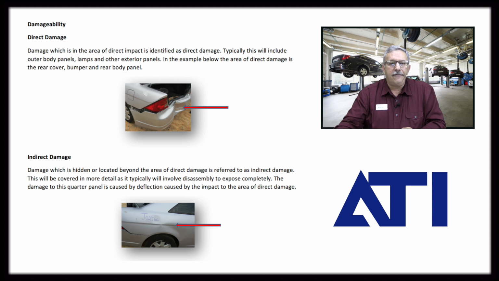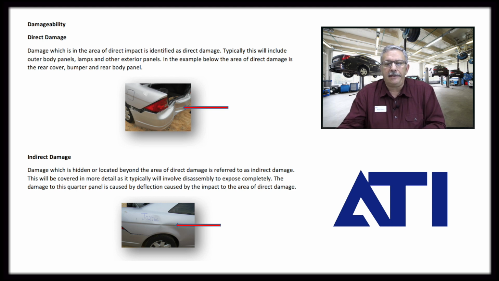So again, let's go over direct damage real quick, the illustration here to the left rear cover of this Honda. It says very simply, direct damage, or the area of direct impact, is identified as the area of direct damage. Typically this includes outer body panels, lamps, and exterior bolt-on components, and in this example the rear cover, the bumper, and the rear body panel are impacted here.